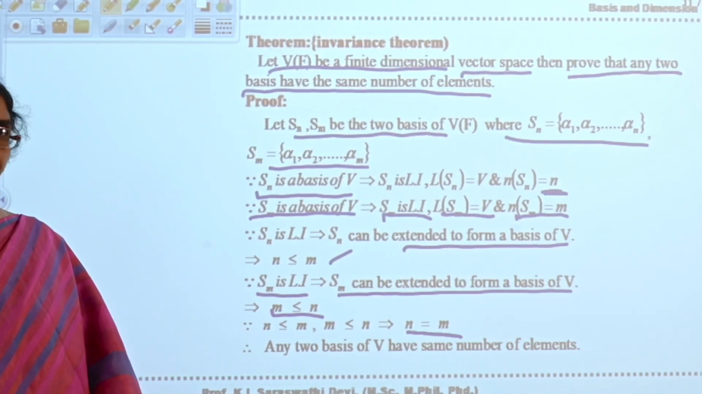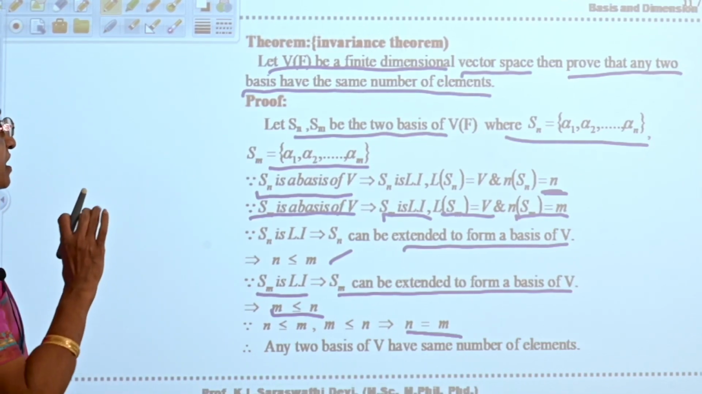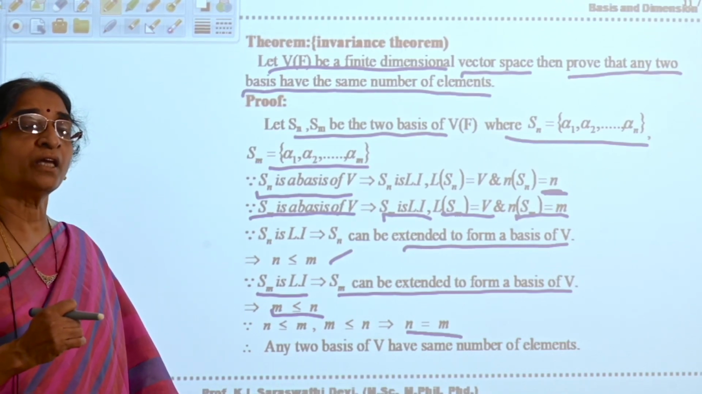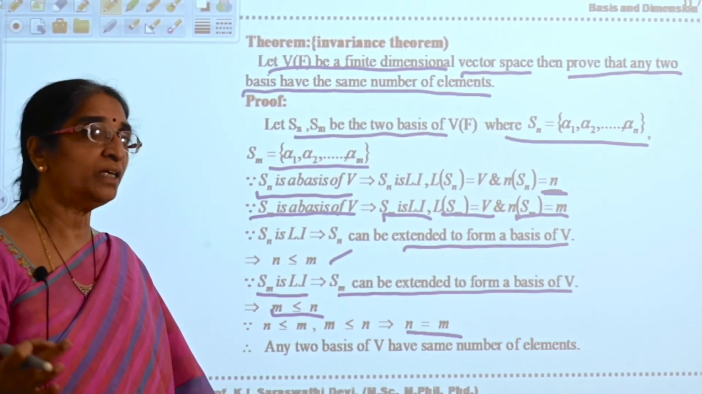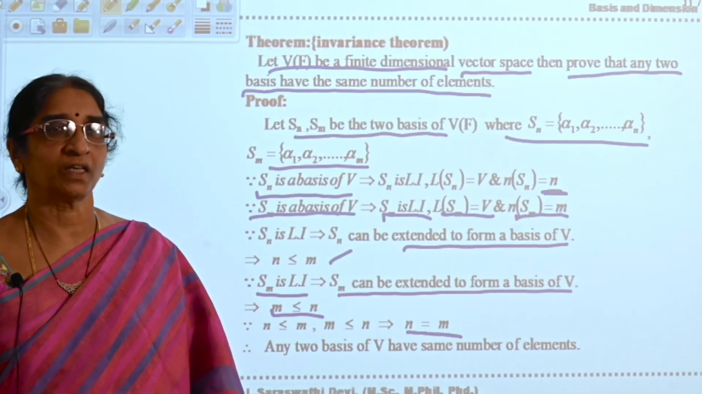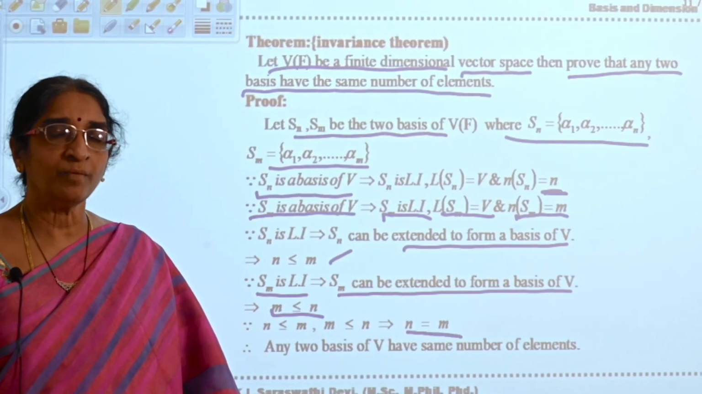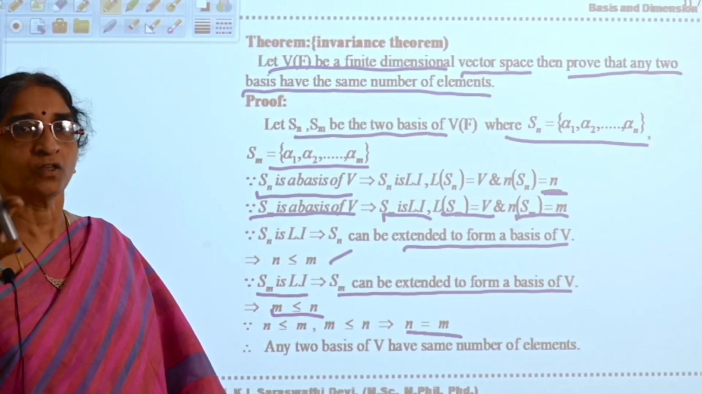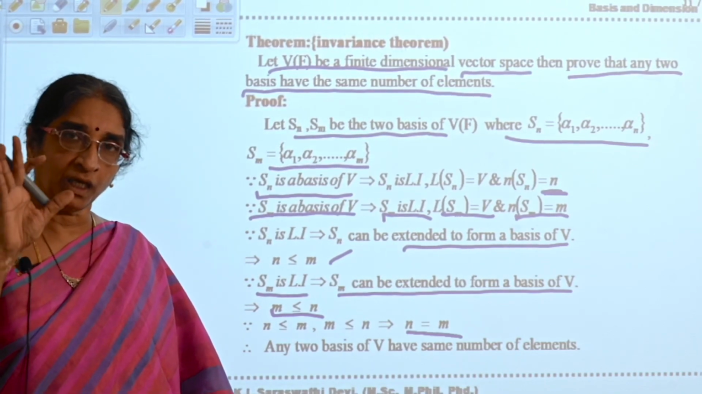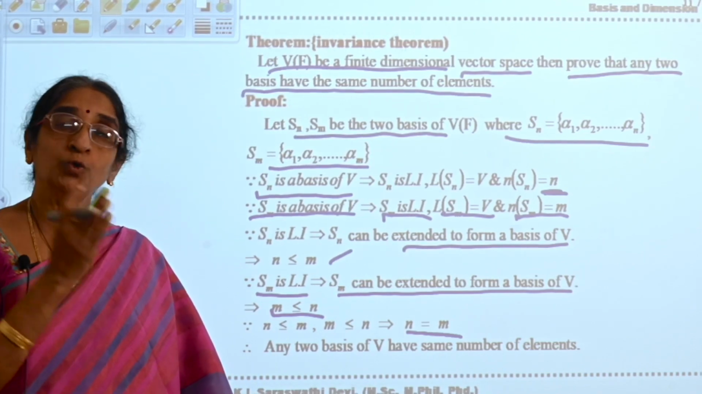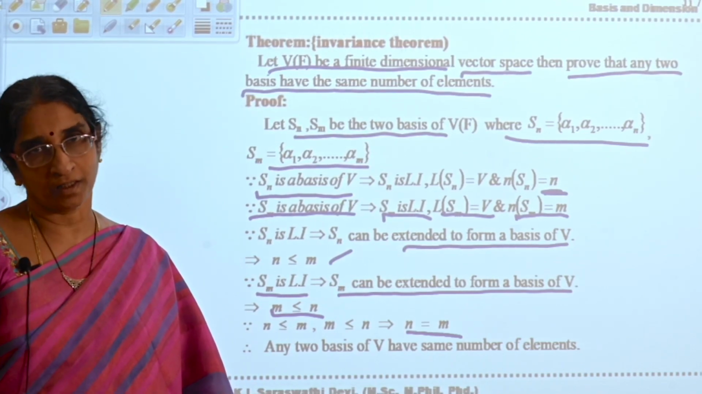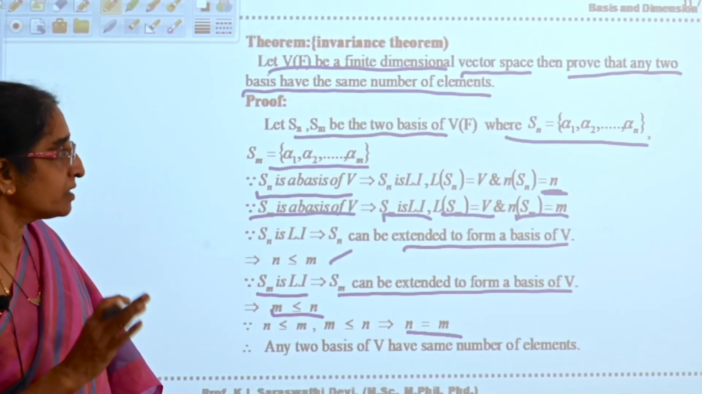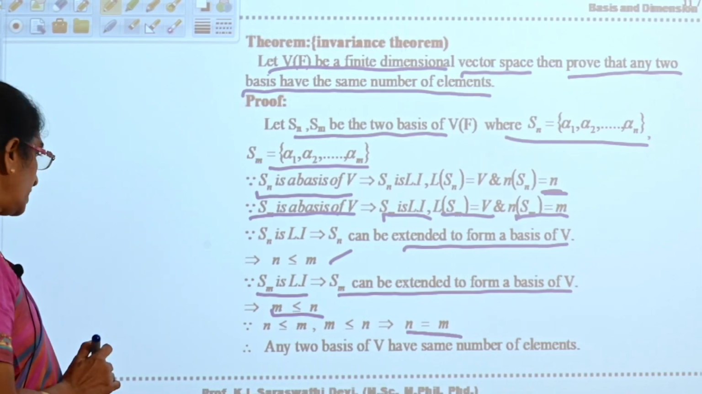Now is it clear? This theorem is said to be the invariance theorem. That means there won't be any change in the dimension of a vector space. The number of elements in the basis set is said to be the dimension of a vector space. Suppose any vector space has two sets as its basis, then the number of elements in both the sets will be the same. That is the statement of the invariance theorem.